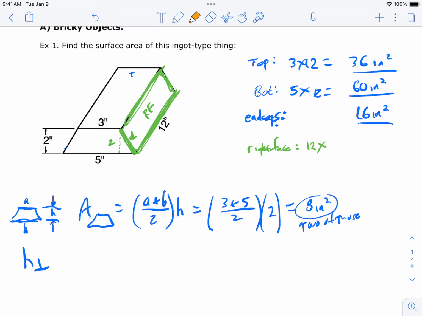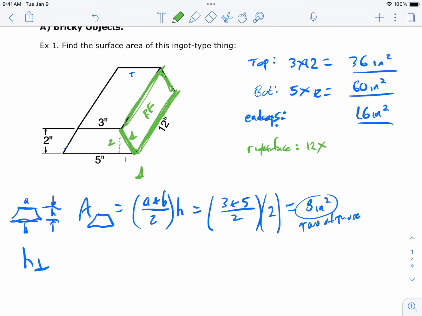If it's 3 on top and it's 5 on the bottom, that's kind of like saying that we squeeze in an inch on this side and we squeeze in an inch on this side, right? 5, take away 1, we get just a 3. So we can just reason that this must be a 1 inch here. That's a 1 inch. So what's S then?